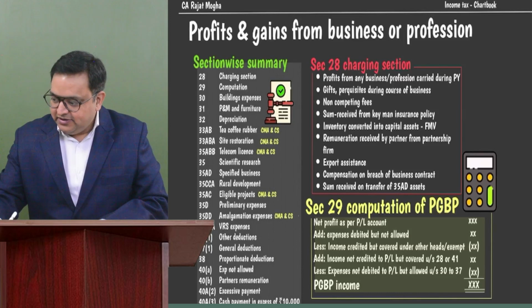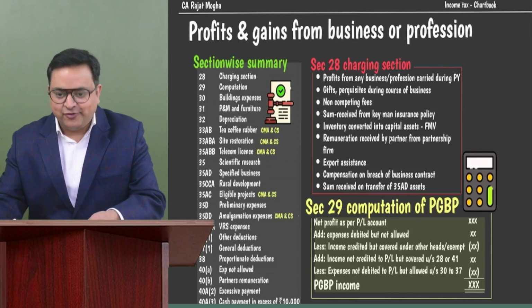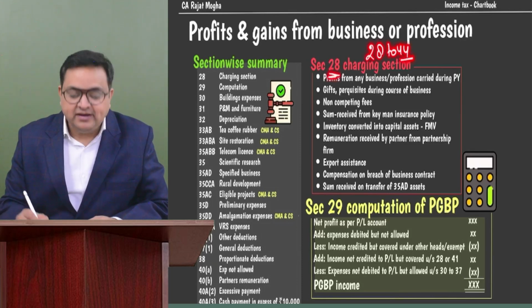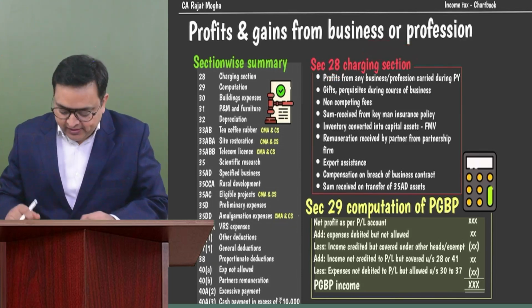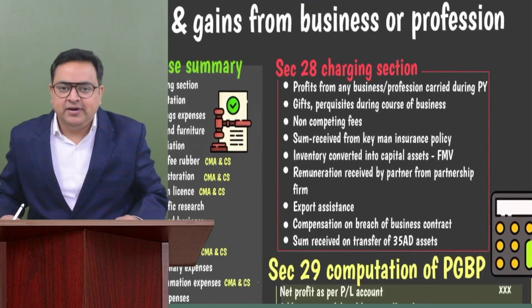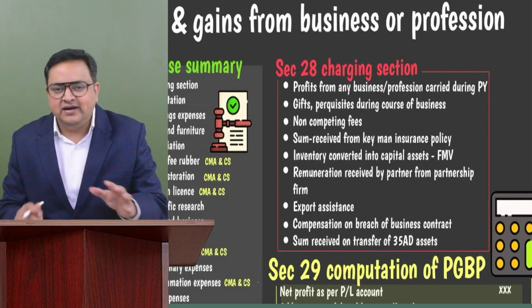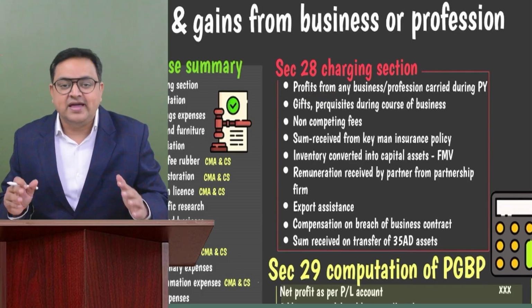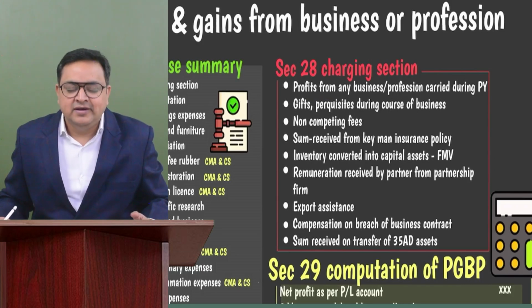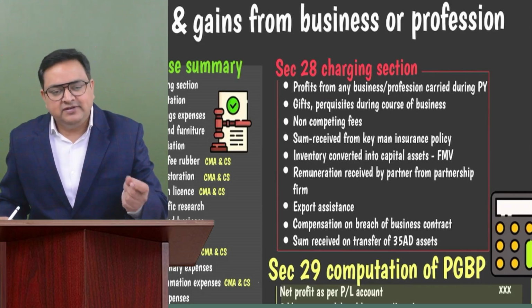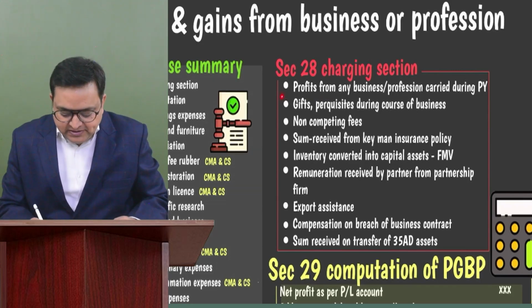Let us come to PGBP. We understand that in PGBP, we have sections from 28 till 44, and section 28 is the charging section for PGBP income. It says what types of income can be taxable under PGBP. The first point says that if there is any business or profession, legal or illegal, it doesn't matter, carried by the assessee at any time during the previous year, it's not necessary that the assessee carries this business for the entire 12 months. Even for part of the previous year, it's okay. So that would be PGBP income.